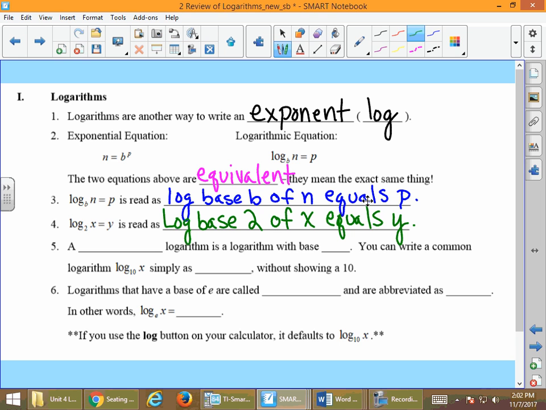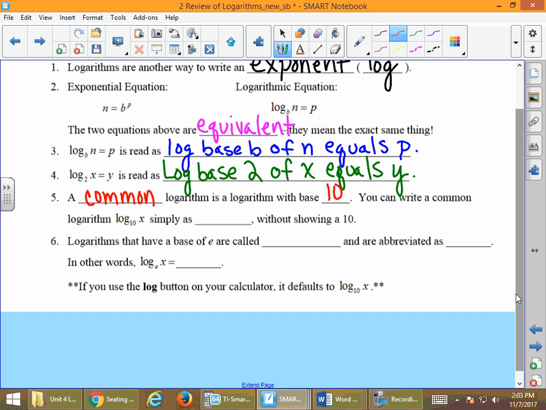There's actually two kinds of logarithms. There's a logarithm called a common logarithm, and a common logarithm has a base 10. We can write a common logarithm as log base 10 of x, but we don't really need to write the 10. We simply can say that this is log of x. Without showing, the 10 is understood.